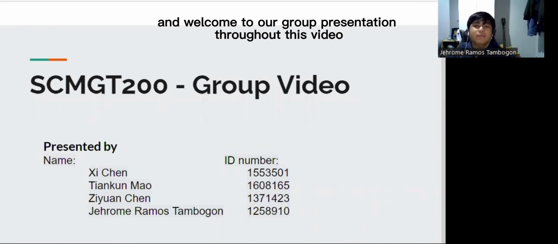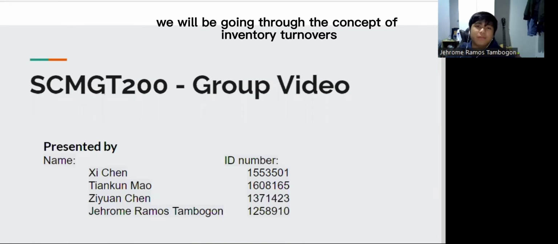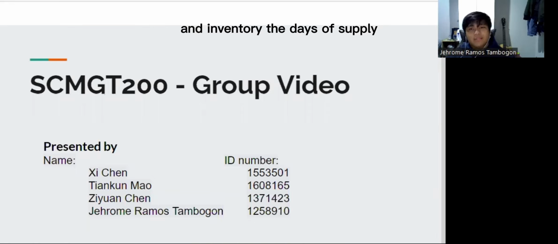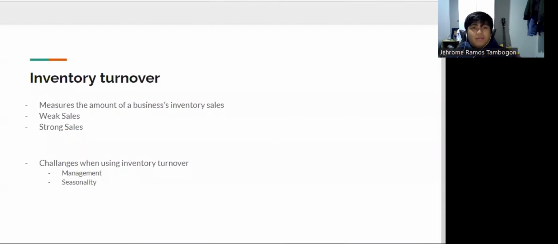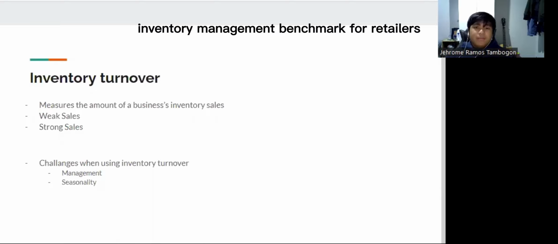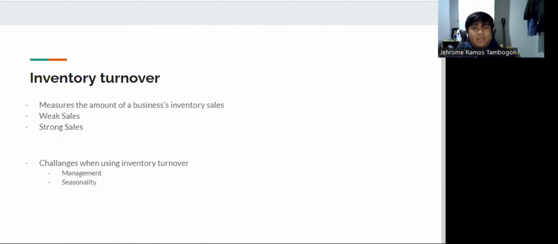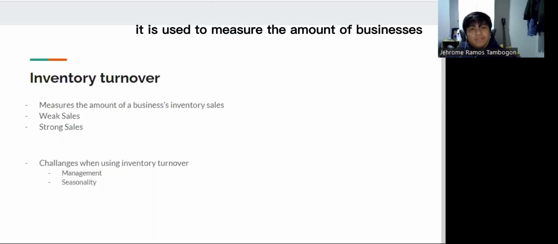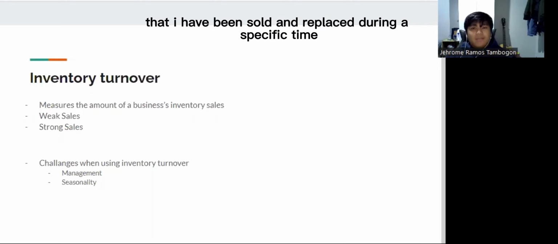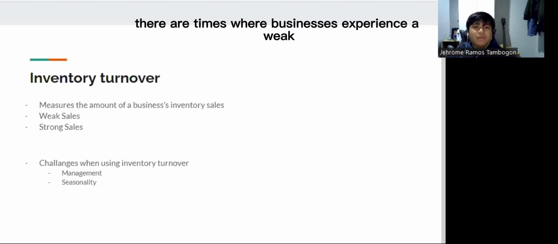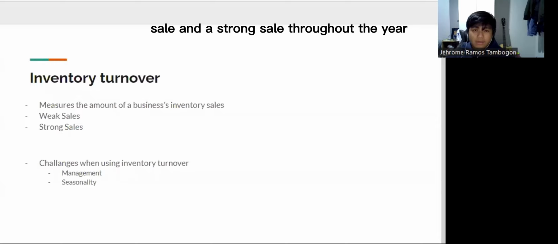Throughout this video, we will be going through the concept of inventory turnover and inventory days of supply. Inventory turnover is a central inventory management benchmark for retailers. It is used to measure the amount of a business's inventory sales that have been sold and replaced during a specific time.